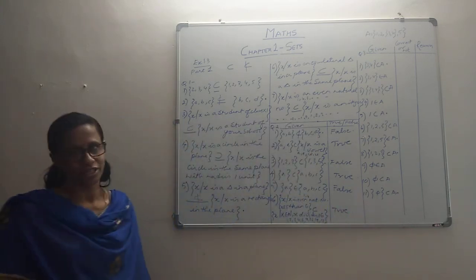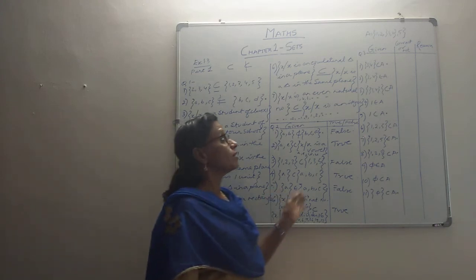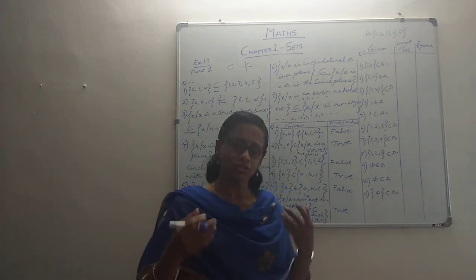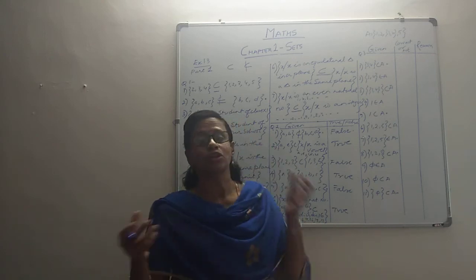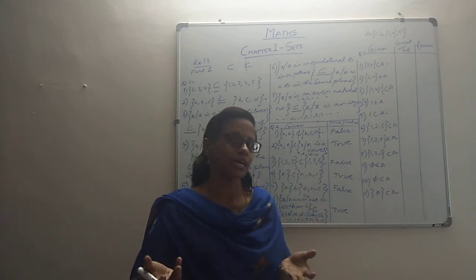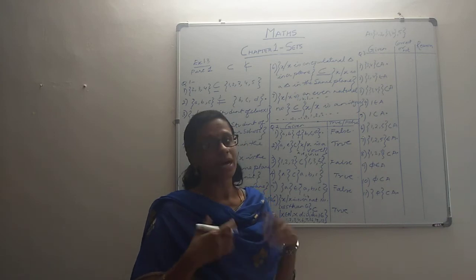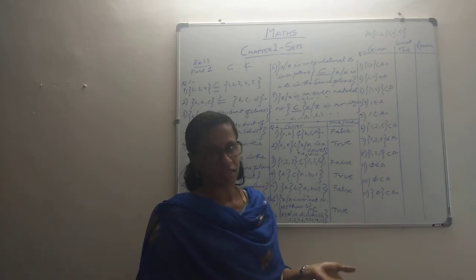So this is a true statement. That's about true and false. Now question number 3 is also the same way. It's true and false. True or false, they're either correct or not. You have to check whether it's correct or not, and then you have to give reasons also why it is correct and why it is not correct.